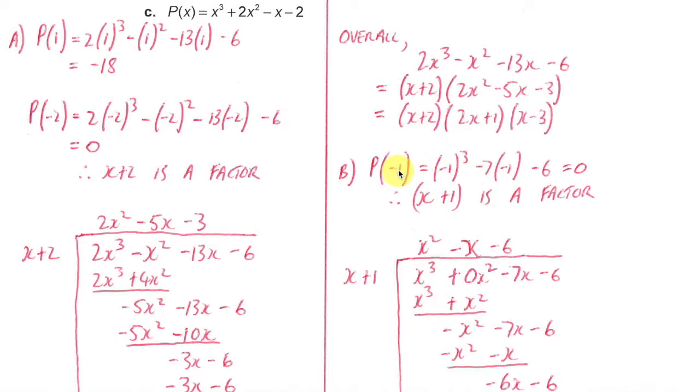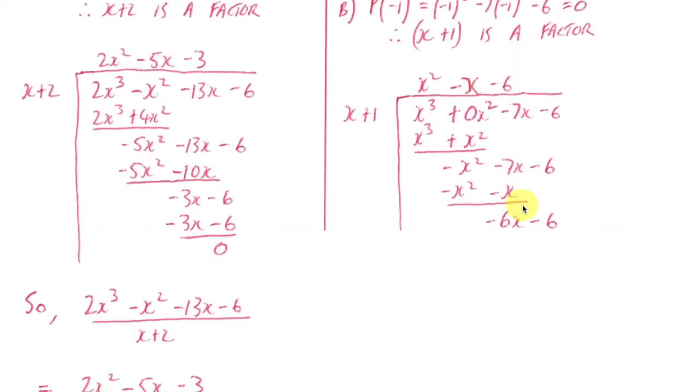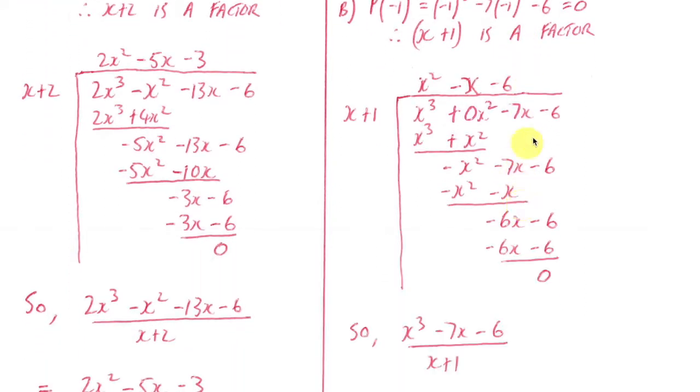So in our case, I'm trying -1, it produces a 0, so I can conclude that x plus 1 must be a factor. I set it up for long division. And you can see that there's my cubic, that's what I'm dividing by. I perform long division, I have a remainder of 0, so that confirms that I've done everything okay. And when I divide that cubic by this linear, I end up with this quadratic.